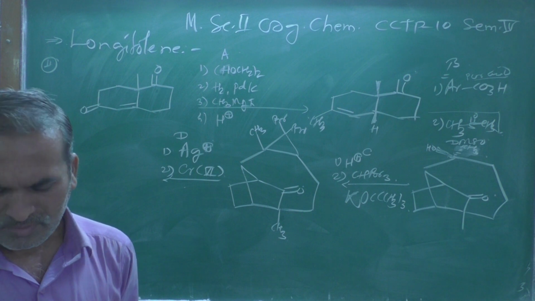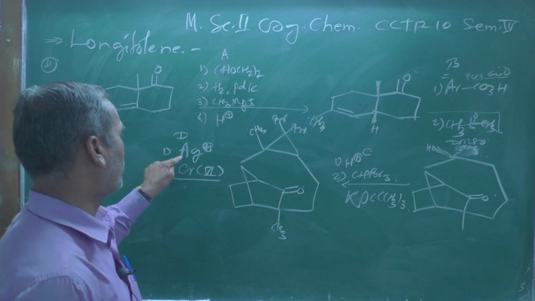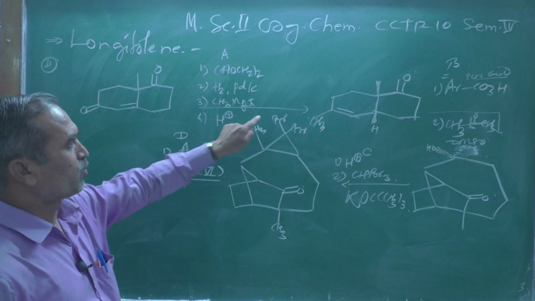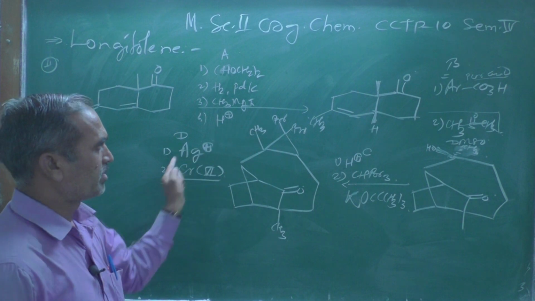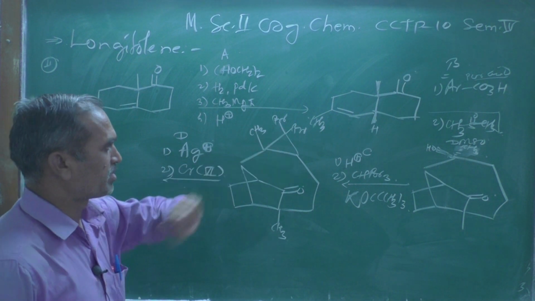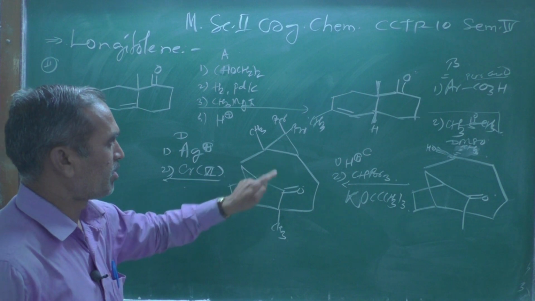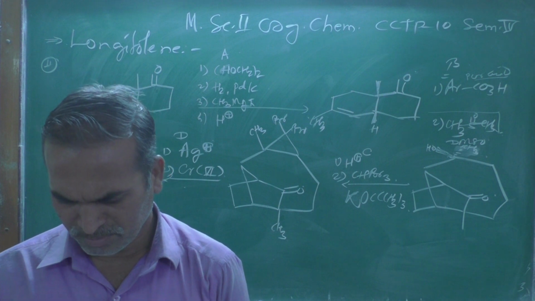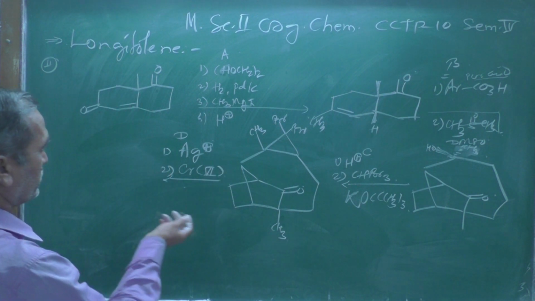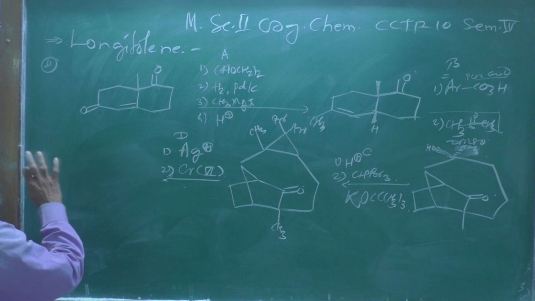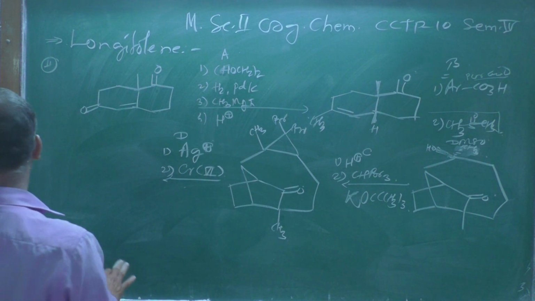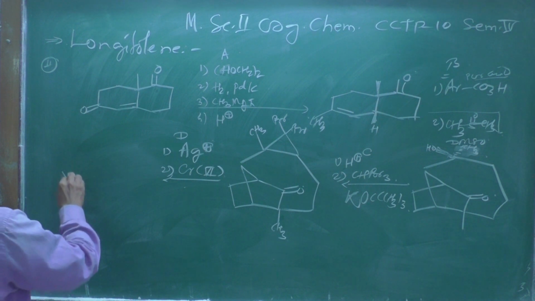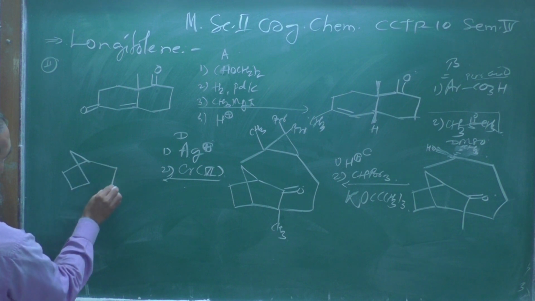it will remove that halide. Ag plus, as we know, has a great affinity toward halide. It combines with that halide, removes that halide and forms this double bond over there, and here you are going to get the product like this. There is some carbon skeleton rearrangement, and finally you are going to get the product which is like this.